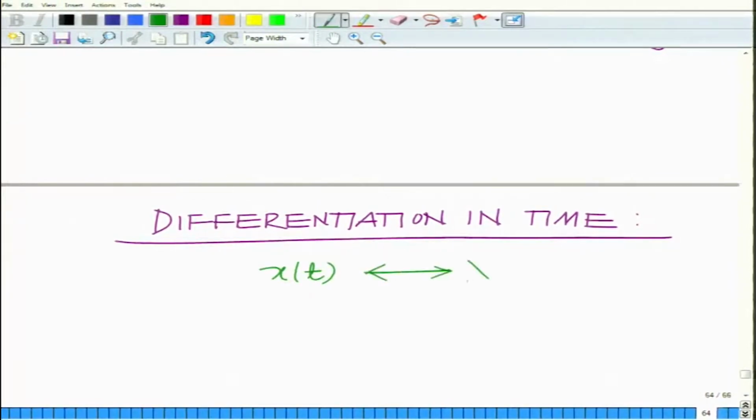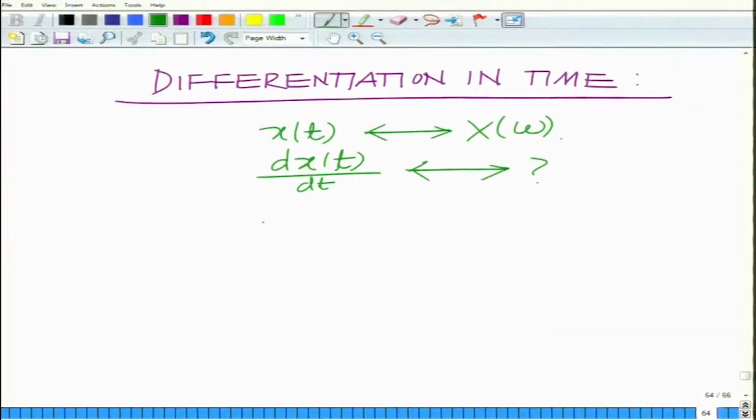Let us say we have x(t) with the Fourier transform X(omega). What can we say about dx(t)/dt? What is the Fourier transform of this quantity? We can see this again. Let us start with the inverse Fourier transform.